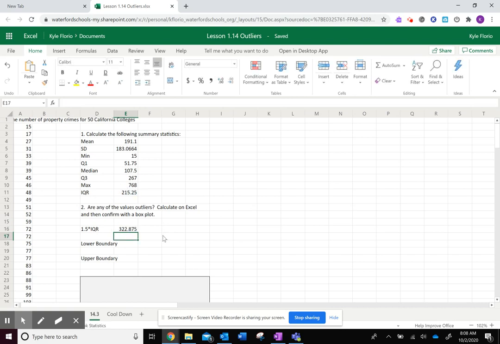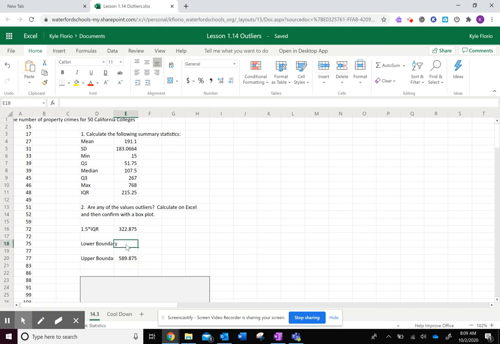Okay. So I need to take the IQR, and I've got to do two things with it. To find the upper bound, I'm going to take 1.5 times the IQR and add it to Q3. So I'm going to do that right here. I'm going to take Q3, which is this number right here, and add it to 1.5 times the IQR, and that's going to give me 589. That's the upper bound. This means that anything that's over 589.875 thefts is going to be considered an outlier of the data.